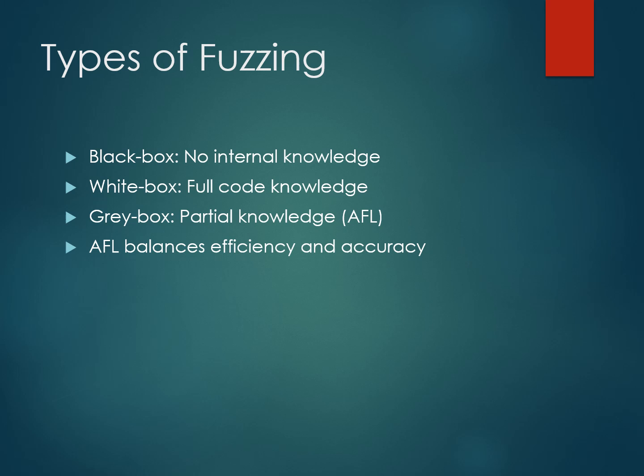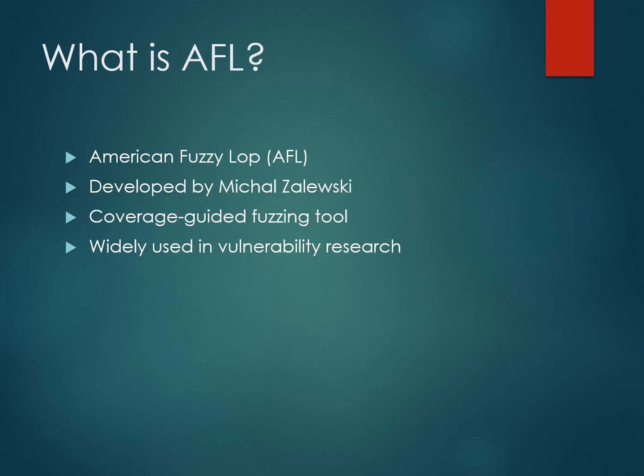Next we'll see the types of fuzzing. There are mainly three types. Black box fuzzing works without knowing the internal code. White box fuzzing has full knowledge of the code, and it will be doing the code testing as well. Gray box fuzzing has partial knowledge and balances efficiency with accuracy.